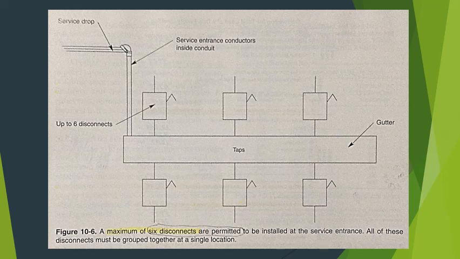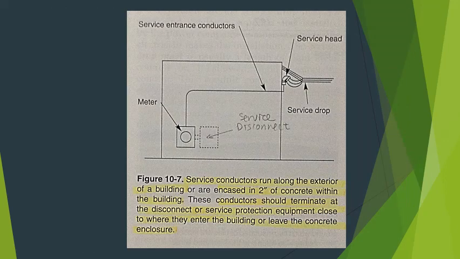Regardless of the number of service drops or laterals or sets of service entrance conductors, the service should be carefully planned so that the service entrance conductors are not routed through the building interior unless encased in concrete. The service entrance conductors should also terminate at the disconnect outside or close to where they enter the structure. For this, see figure 10-7. Again, the service entrance conductors should also terminate at a disconnect outside or close to where they enter the structure.